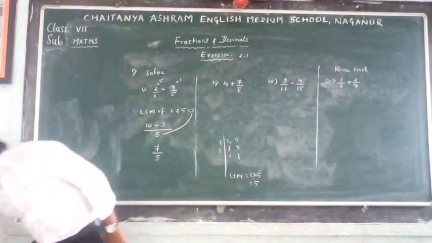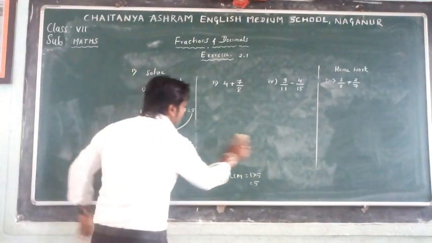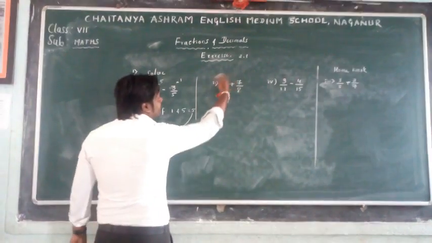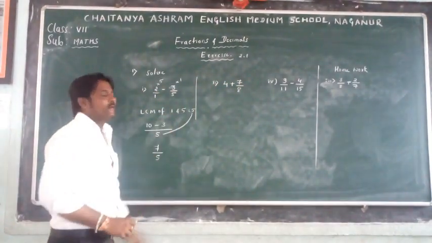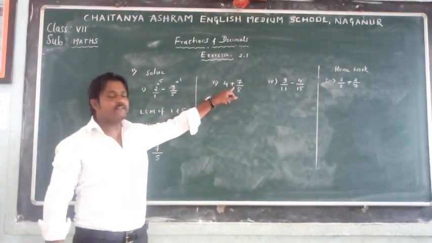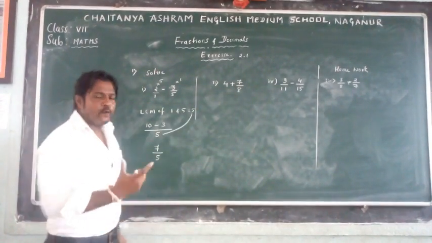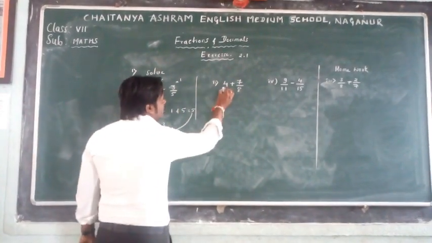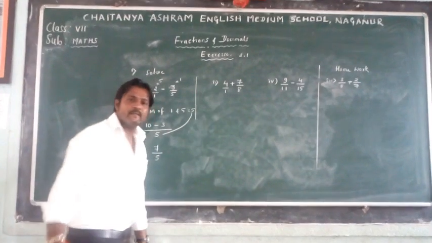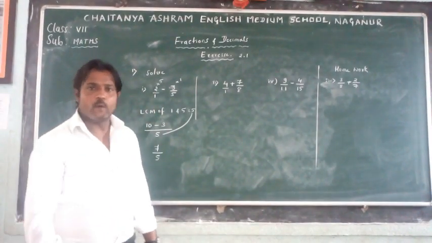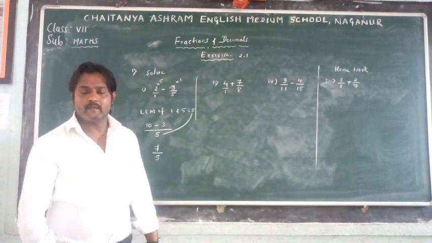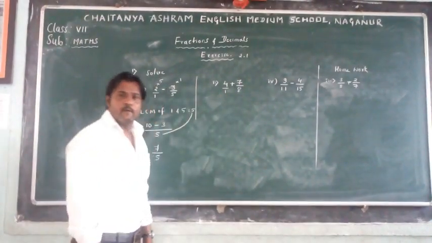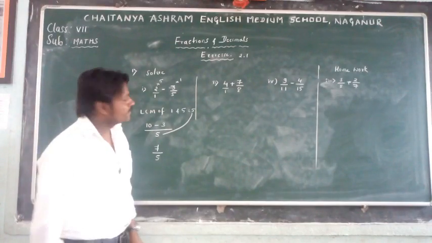Clear? Okay. See the next sum. This is also the same case, but here it is positive. No need to worry. Do the same procedure. That is, this 4 is a whole number, so it has 1 as a denominator. Next, both are different, so we should take the LCM.